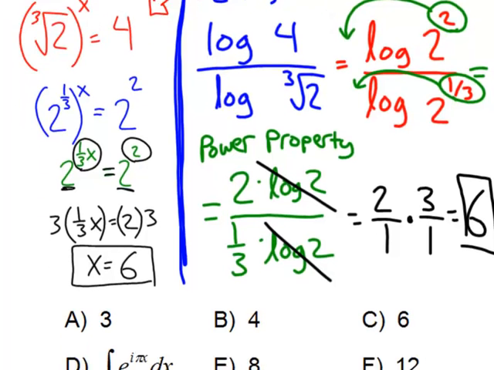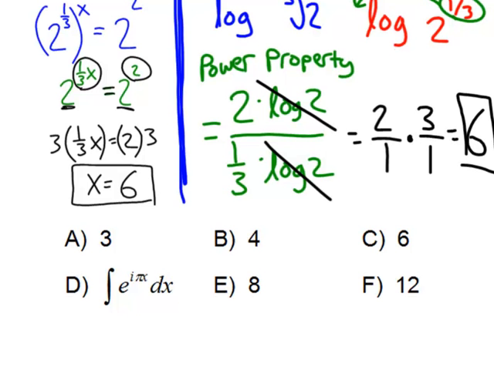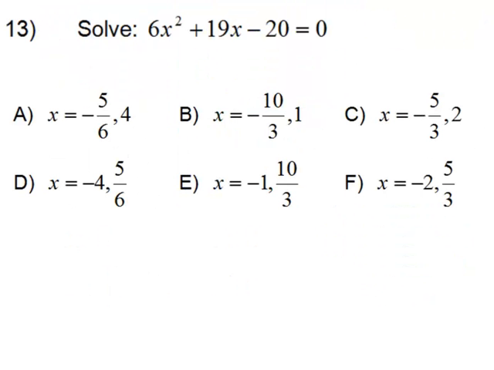So, whichever method we do it, the really skillful math student would be able to do either of those methods. We got x equals 6. Our answer is C. Okay, next question, 13.